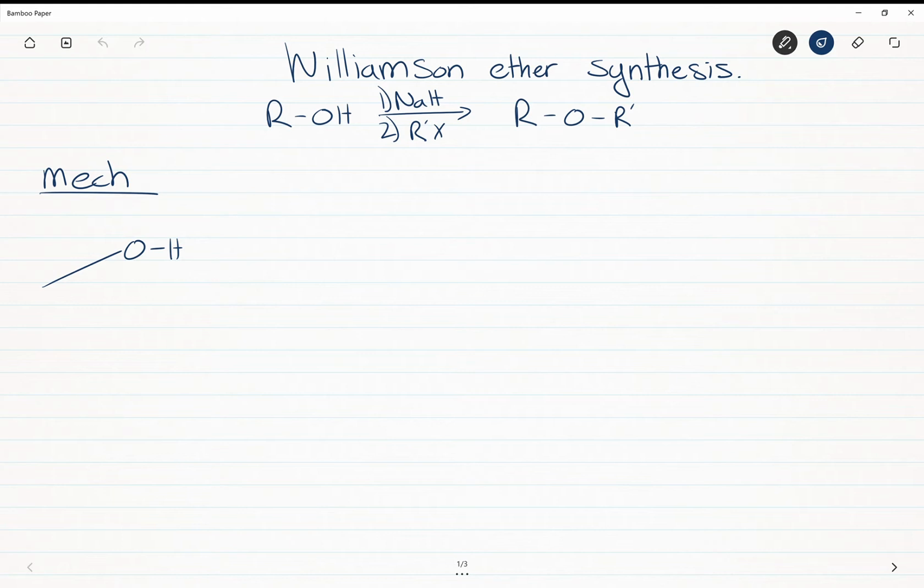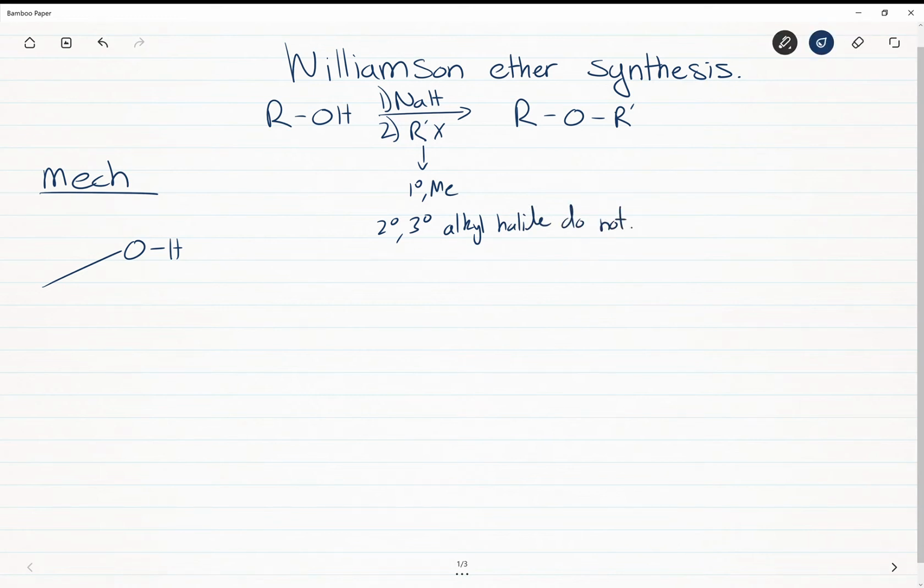After that, the second step, you will need an alkyl halide. The type of alkyl halide you will need is a primary or methyl alkyl halide. Secondary and tertiary alkyl halides do not work. The reason they don't work is because this is an SN2-like mechanism. And so we need to follow these SN2 rules that say that primary and methyl will do SN2, secondary and tertiary will not do SN2.